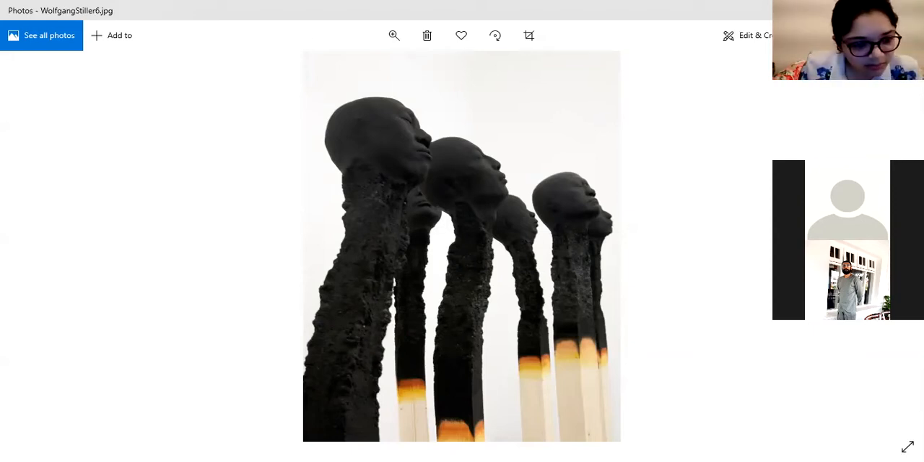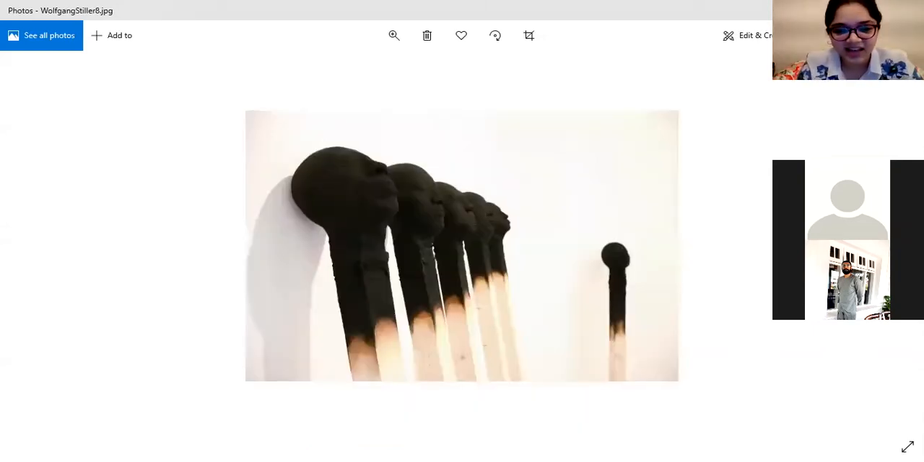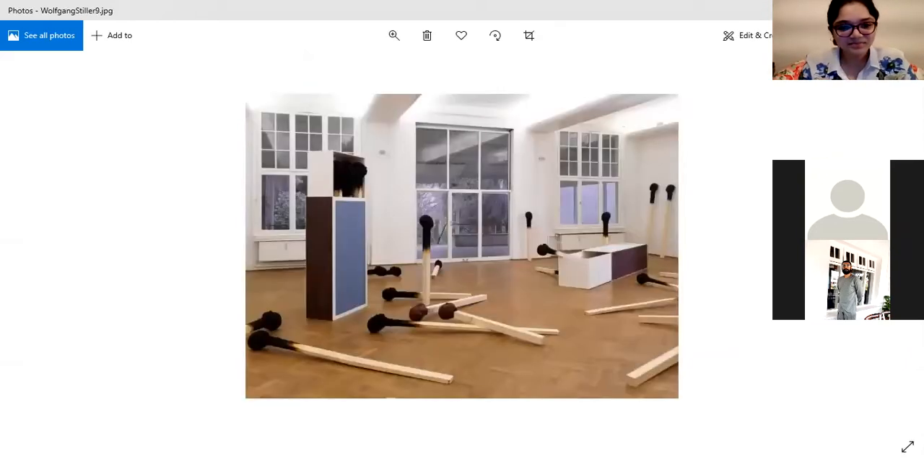Actually saying I thought it was matchsticks, heads, candle tops. It is exactly, you can't miss the fact that they are matchsticks. Like burnt matchsticks. Sustainable art, wait, I'll get to that.